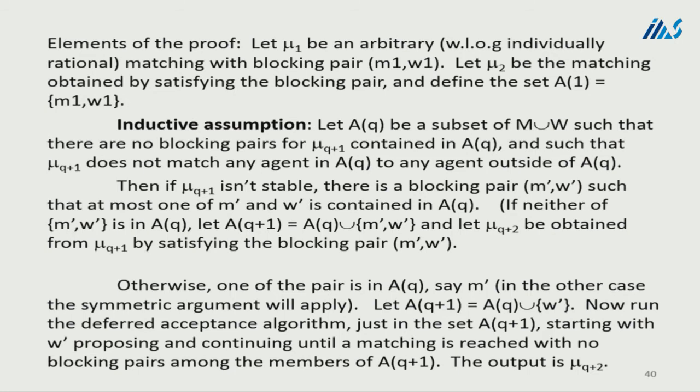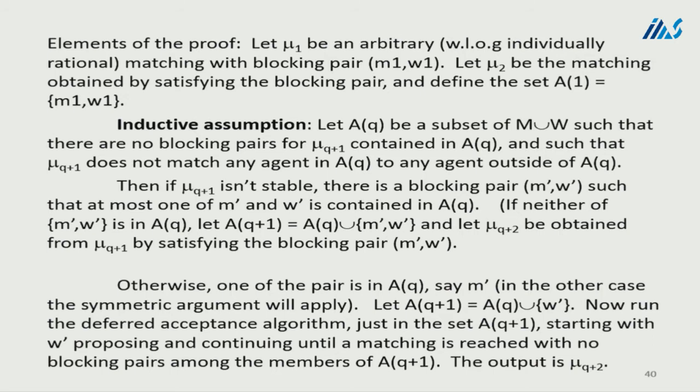And then what we say is, supposing mu q plus 1 isn't stable, then there's some blocking pair such that one of them is contained in AQ. If neither of them is contained in AQ, then we create the next matching by matching them to each other and putting them in. But supposing only one is contained, so there's a blocking pair that has some man in AQ, say, and some woman not in AQ. We want to add her to AQ to make it AQ plus 1. How do we get the new matching?